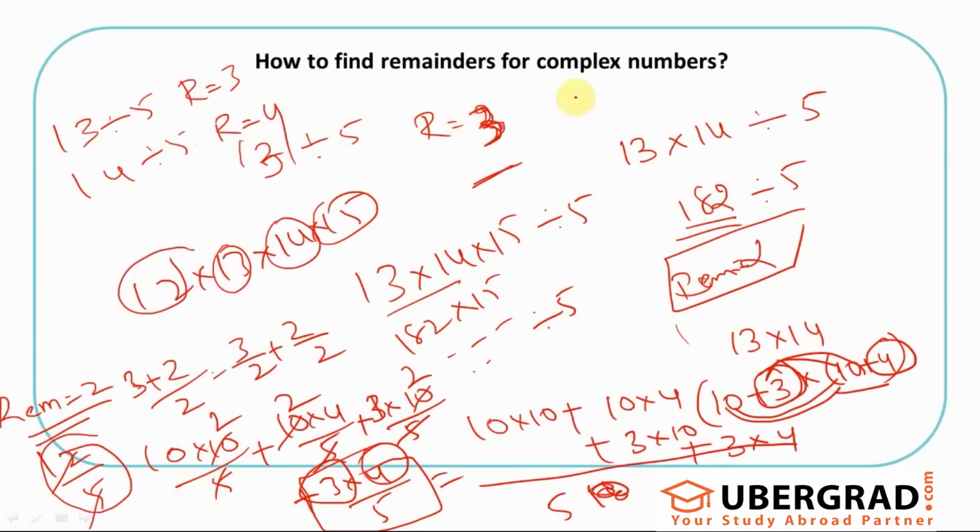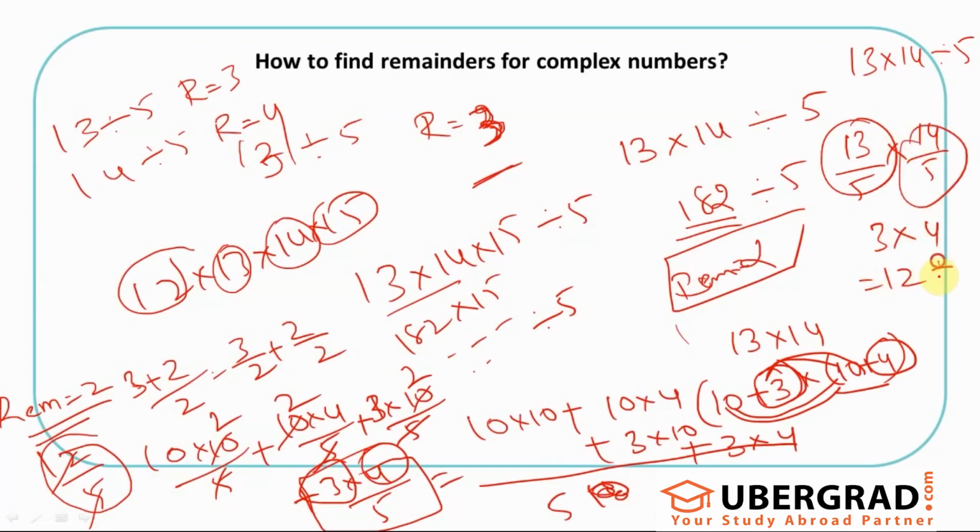So any question you see like 13 into 14 divided by 5, I can simply try to find the remainder of 13 and 14. This is 3 and this is 4. So that's 12. 12 divided by 5, the remainder is 2. So that's the answer, right?